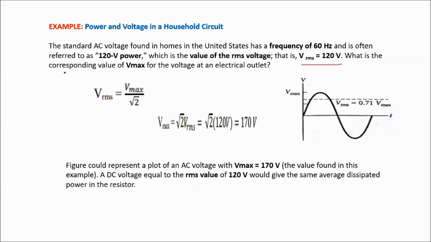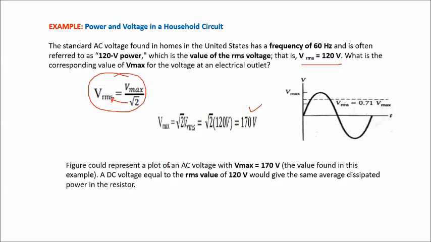So what is the corresponding value of Vmax for the voltage at an electrical outlet? Okay, so using the relationship ng VRMS and Vmax, since we are going to find Vmax, then cross multiply natin ito. So VRMS times square root of 2 is our Vmax. Substitute lang natin dito. Then we have 170 volts.